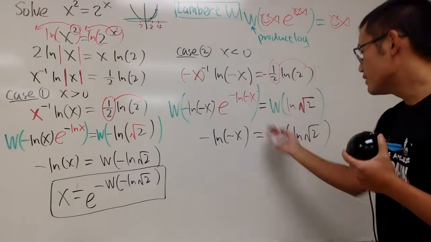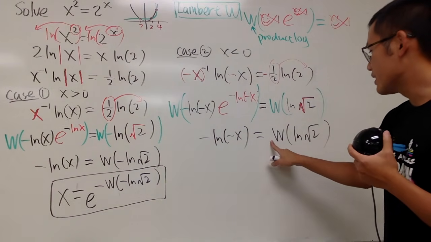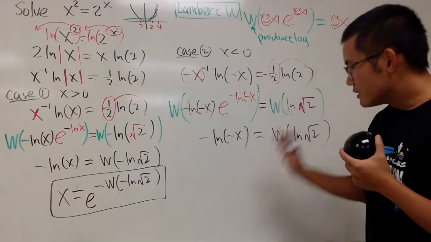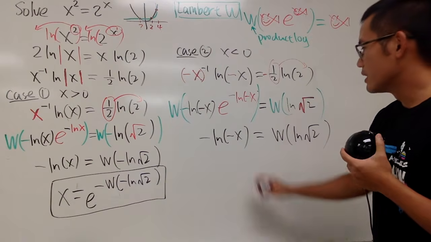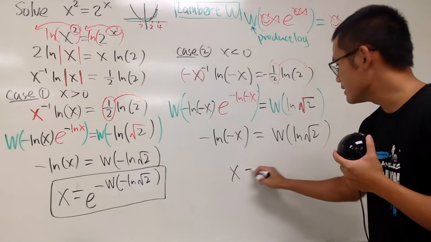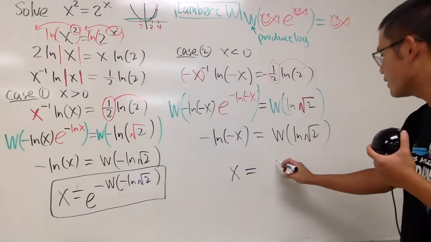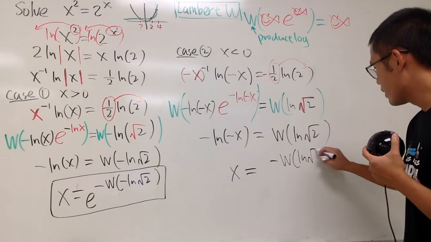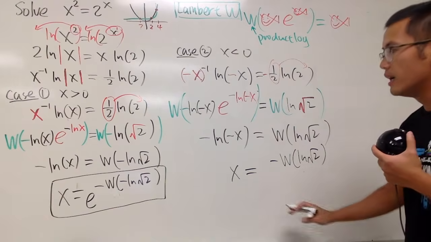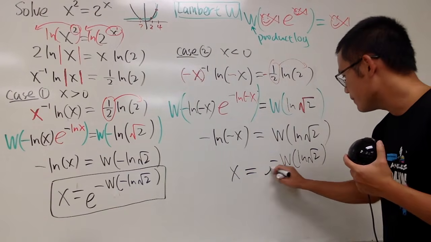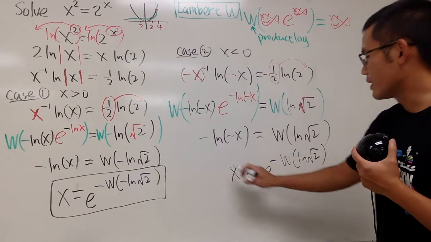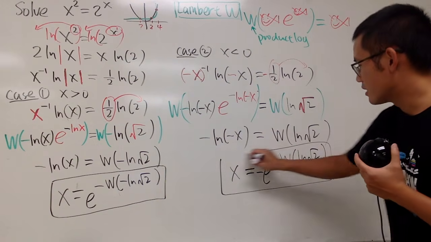Anyway, solve this real quick. Let's do this in your head. Do the negative first, and then take the e, and then divide both sides by negative. So all in all, what we'll get is x by itself, and that's equal to, if we have the negative right here, negative W of ln square root of 2 for the exponent. And then we do e to this power. And then in the end, we still have to divide both sides by negative. So this right here will be the answer.